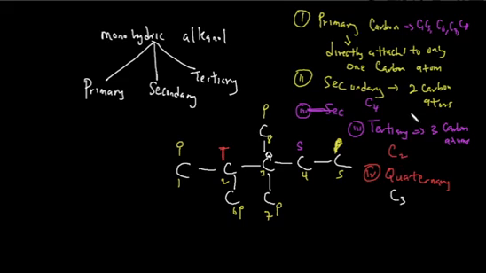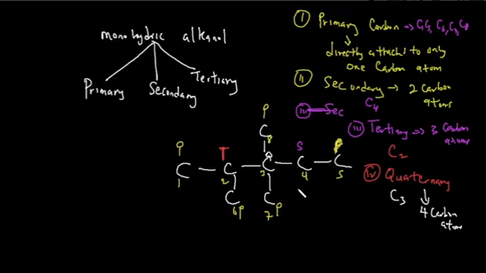Just put this down. Primary carbon is directly attached to only one carbon atom, secondary to two carbon atoms, tertiary to three carbon atoms, and quaternary to four carbon atoms. Then you put the examples, draw this structure and label it. If you are done, tell me so that we can talk about alkanols quickly.